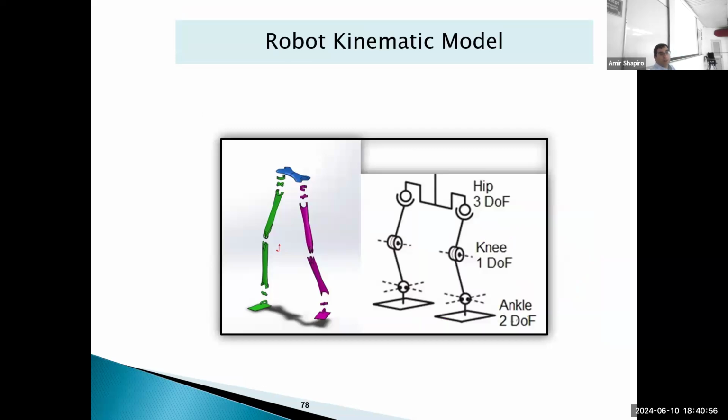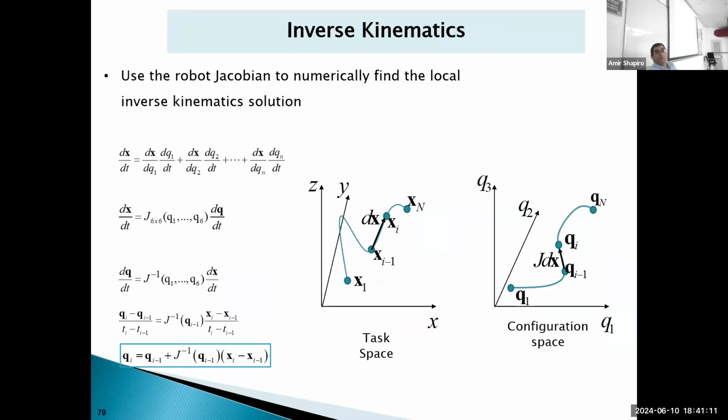This is the kinematics of the robot. It has 3 degrees of freedom in the hip, 1 in the knee, and 2 in the ankle. For inverse kinematics, we solve the inverse kinematics problem in a numerical method using the Jacobian, as you can see here.